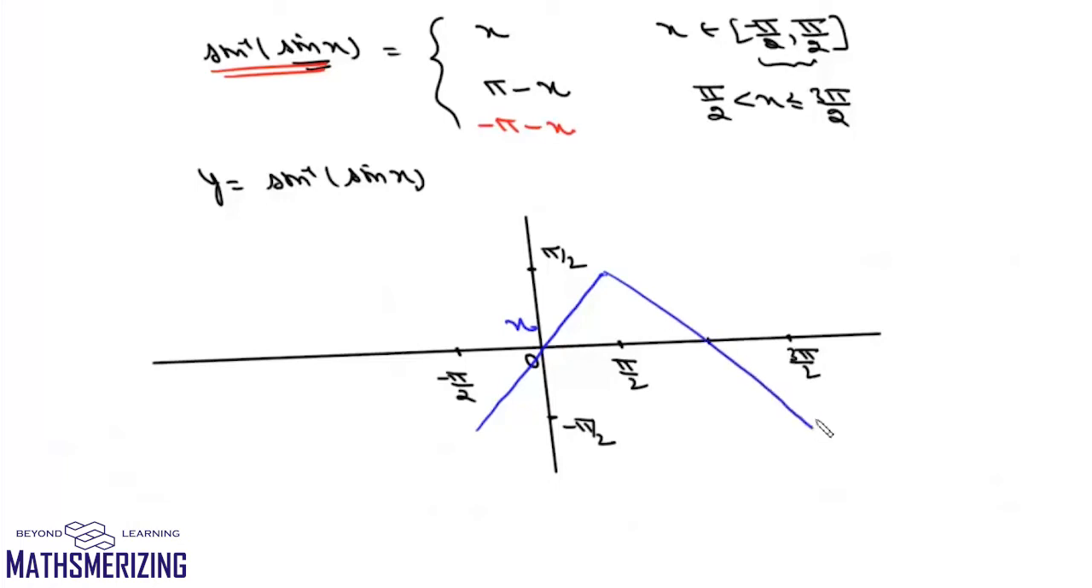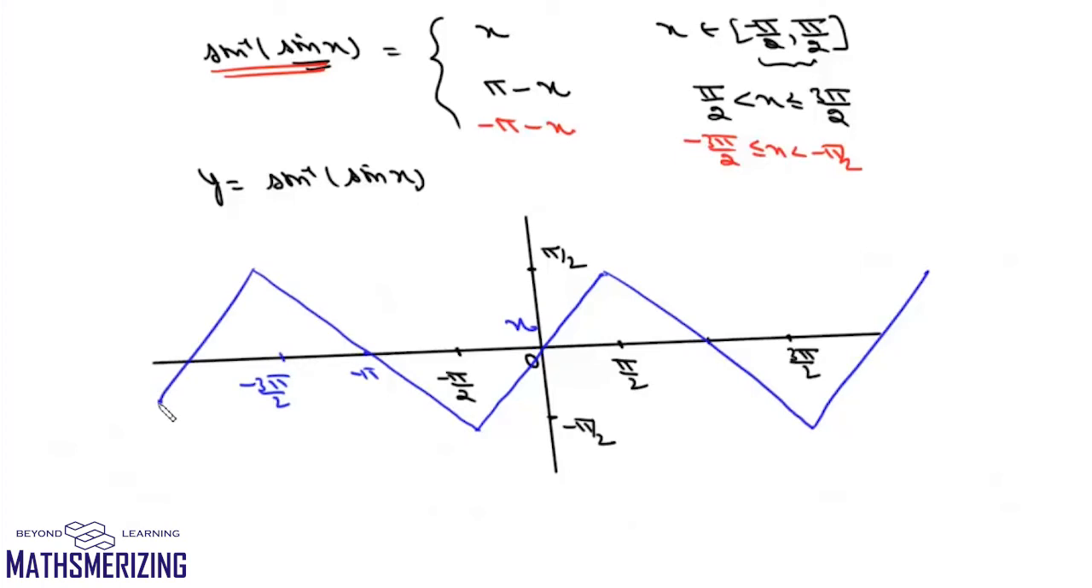We'll get this result. And when x is in this third interval, which is from minus 3 pi by 2 to minus pi by 2, it'll be minus pi minus x. So when x is minus pi by 2, it'll be minus pi by 2. At minus pi, it'll be 0. And at minus 3 pi by 2, it'll be simply pi by 2. So we can join this way. Now we can continue this pattern. So this is how we are going to draw the graph of sine inverse of sine x.